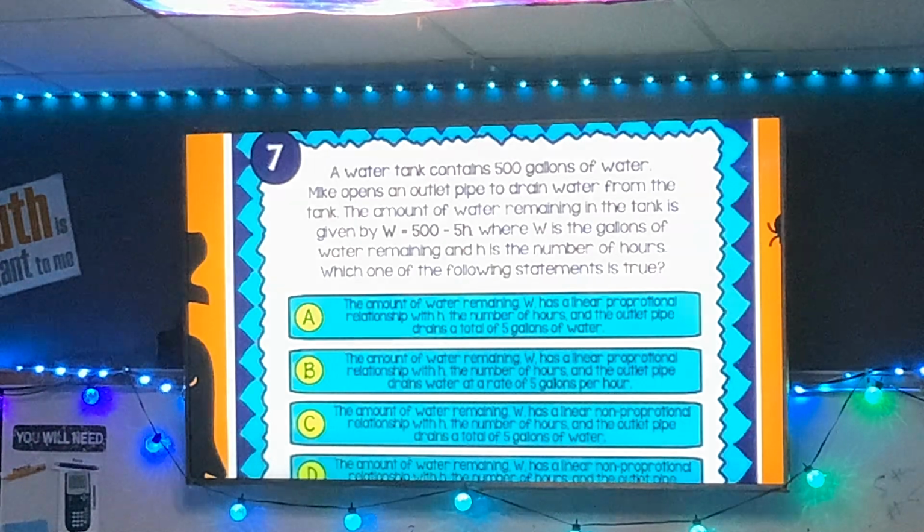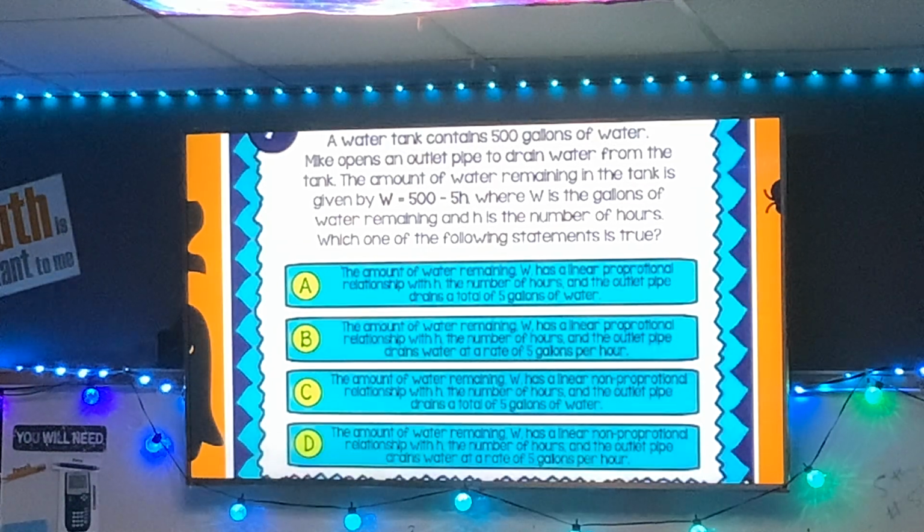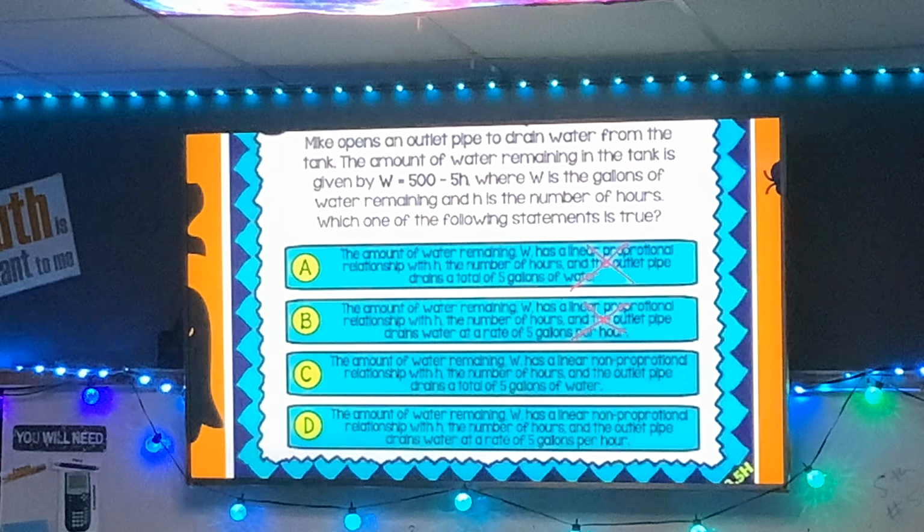Okay, number 7. A water tank contains 500 gallons of water. Mike opens an outlet pipe to drain the water from the tank. The amount of water remaining in the tank was given as W equals 500 minus 5H. Non-proportional. Okay? I now have a 50-50 chance. Where W is the gallons of water remaining and H is the number of hours, which of the statements is true? The first part says the same thing. The amount of water remaining, W, has a linear non-proportional relationship with H. Those say the exact same thing right there.